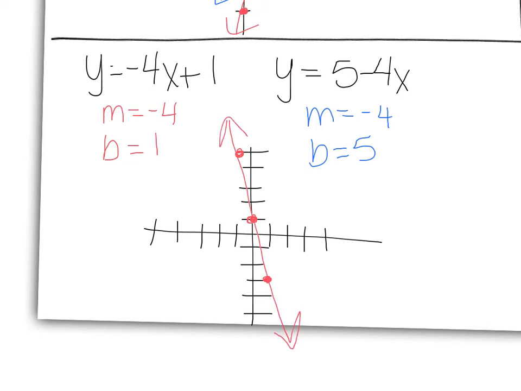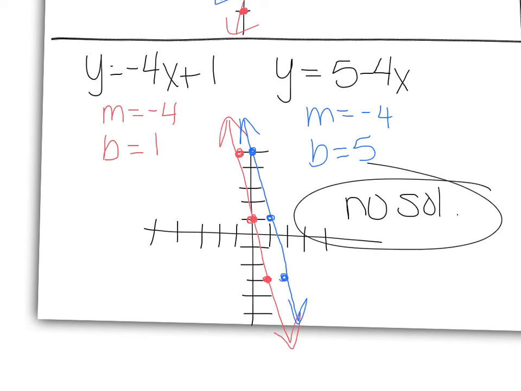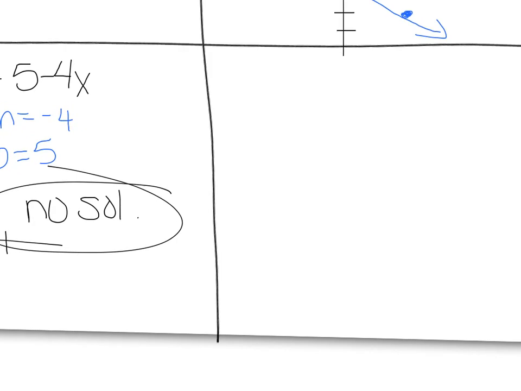Okay, for my second line, this time I have a y-intercept of 5. And I'm going to rise -4, run 1. Rise -4, run 1. Now hopefully you noticed that these lines are parallel and they're never going to cross. If they're parallel lines, they're never going to cross. So there's no solution. That's what you would write. If you find that you have parallel lines, you just write no solution.